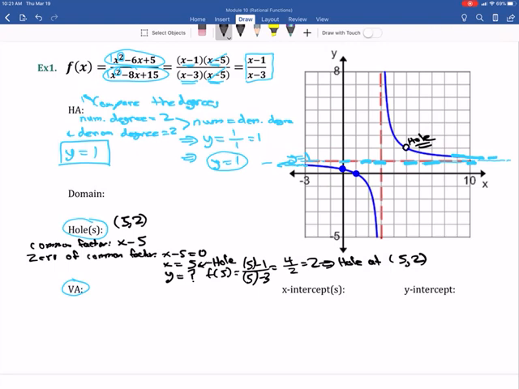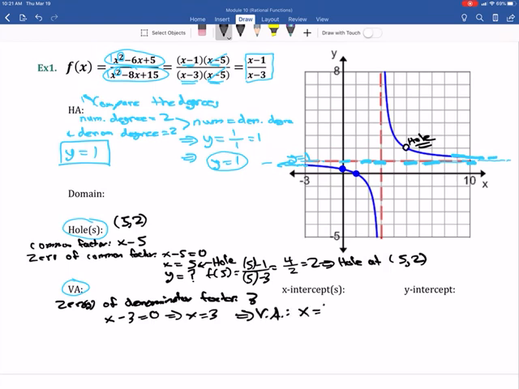So the vertical asymptote will be the zeros of any of your remaining denominator factors. So we're going to look at the denominator of our polynomial. Here again, quadratic denominator. So in this rational function, we have a denominator factor of x minus 3. So when does x minus 3 equal 0? Well, when x equals 3. So we have a 0 of 3 there in the denominator. So with that said, we're going to have a vertical asymptote at x equal to 3.